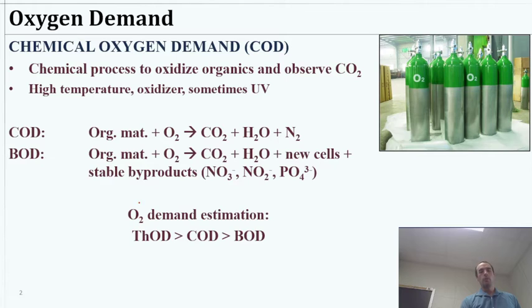So if we were to rate the theoretical oxygen demand versus chemical versus biological, it's going to go in that order in terms of how much oxygen we will ultimately estimate can be consumed. The theoretical is going to be that max. The chemical is going to be next. That chemical method is pretty harsh. Depends on what setup we use, but it's going to be pretty harsh.